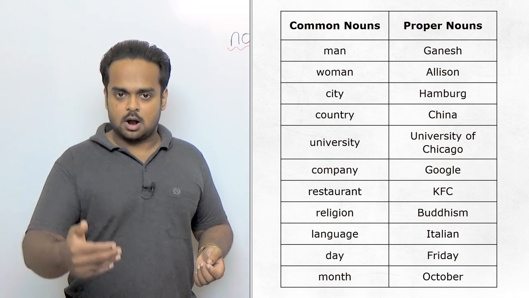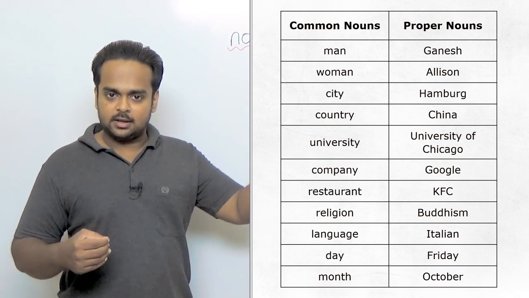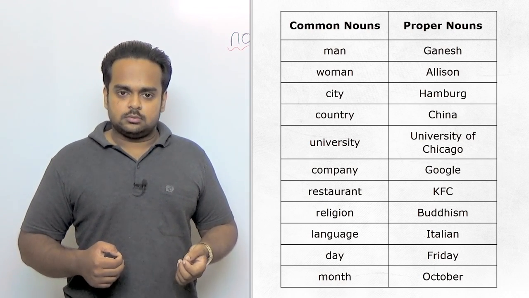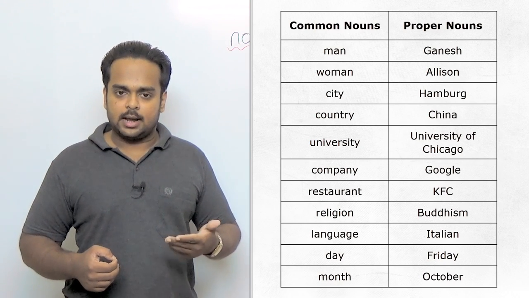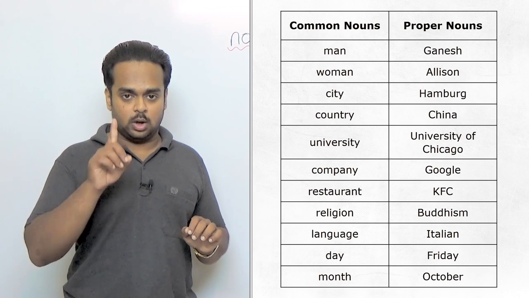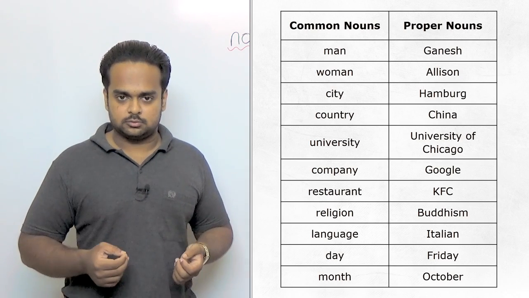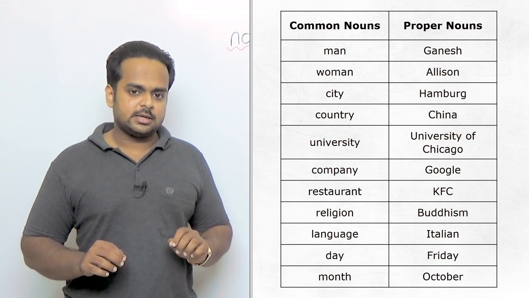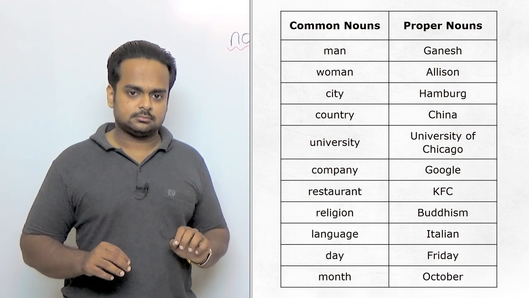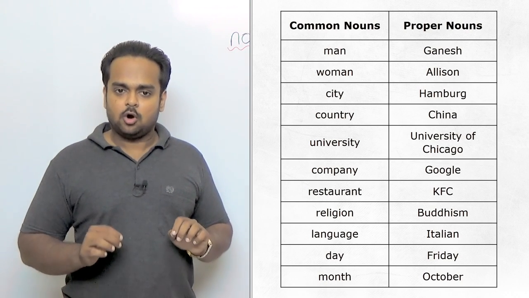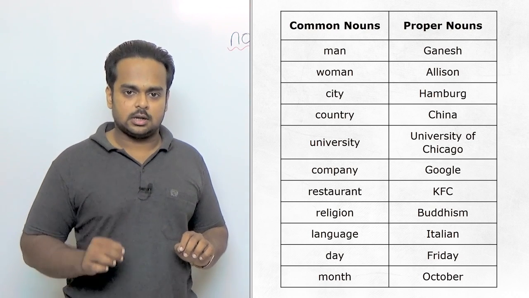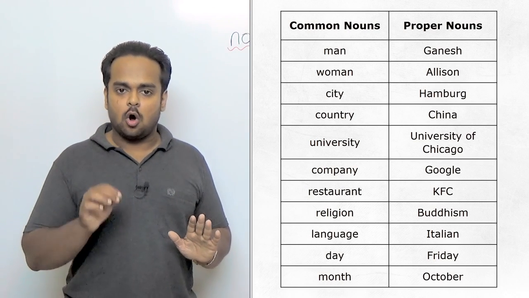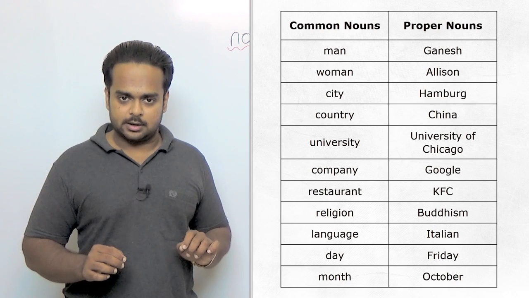Woman, in the same way, is a common noun. It could be any woman. But Allison is the name of an individual, so a proper noun. In the next two, city and country are common nouns, but Hamburg and China are the names of one city and one country, so proper nouns. Okay, now let me ask you a question at this point. Do you notice something about the proper nouns? You should be noticing that they're all written with a capital first letter, and that is actually a rule in English. Proper nouns are always written with a capital first letter.